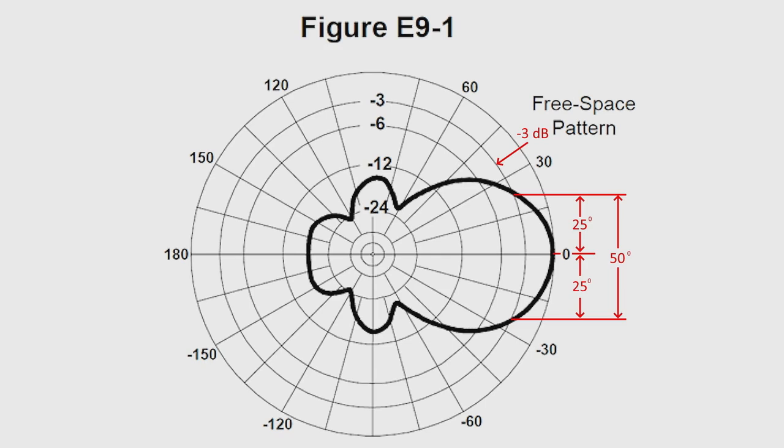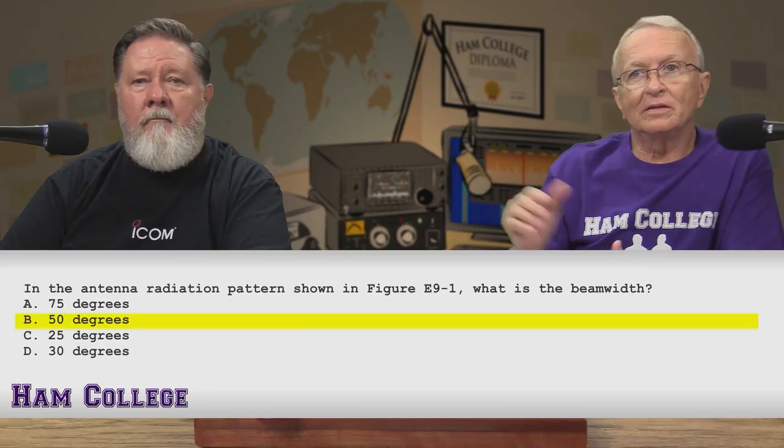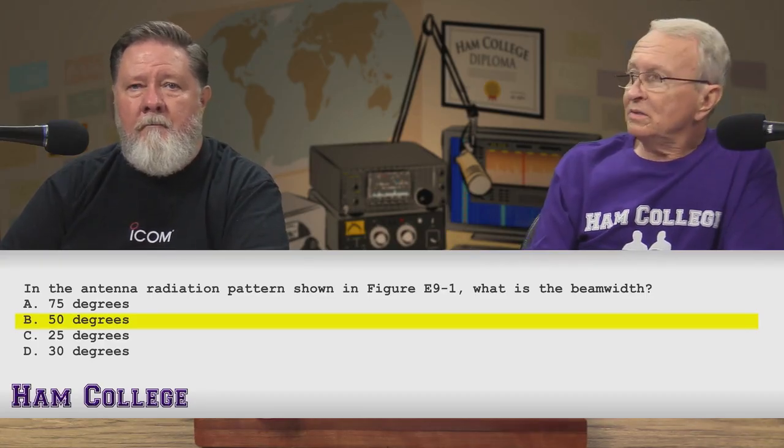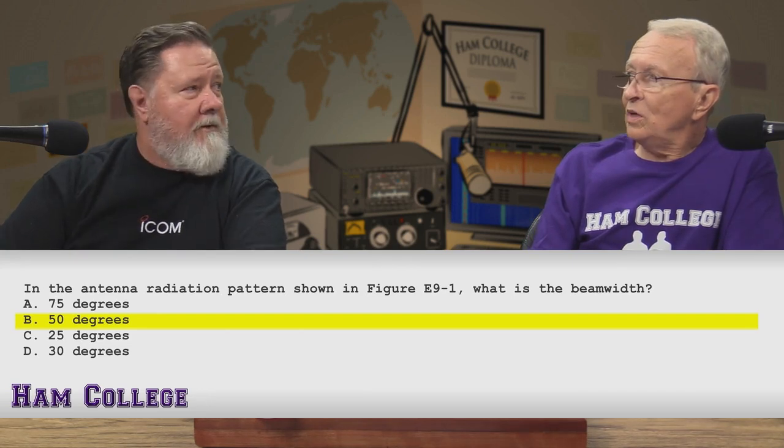So if it's not stated, that's what you're going to look at. If they gave you some other spec, but 3 dB is typically what you're looking at. So our pattern is crossing the minus 3 dB at 25 degrees either side of 0. Altogether, that's 50 degrees. So I'm going to say answer B. Makes sense? Mostly. Yeah, I think so.